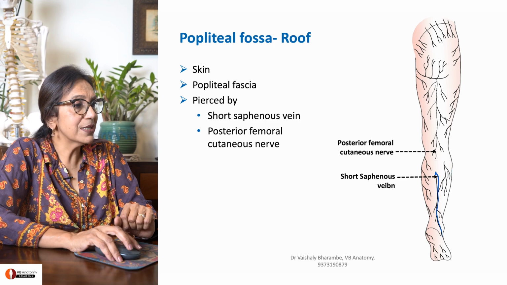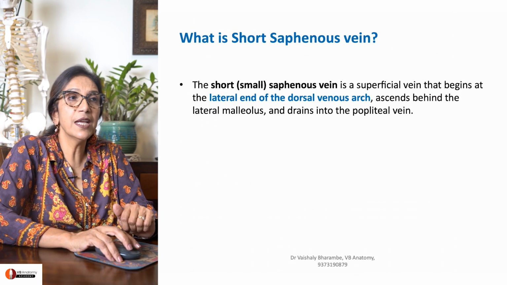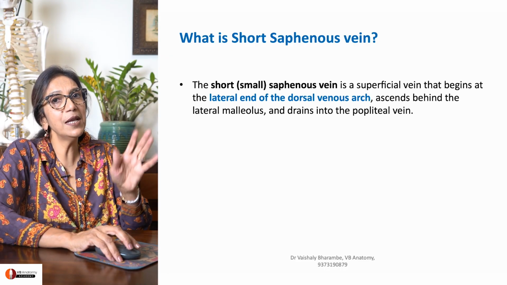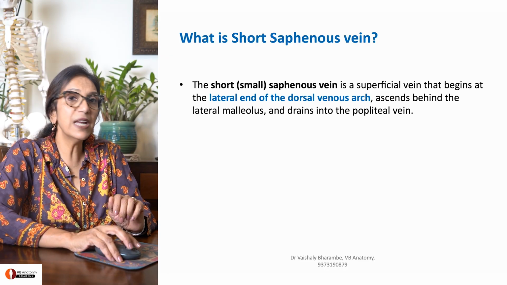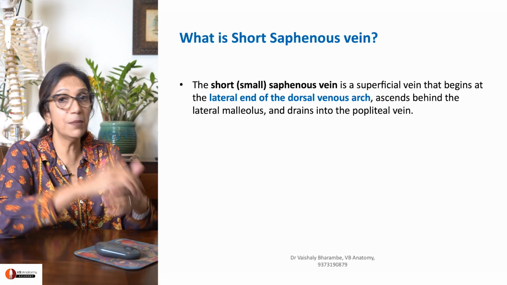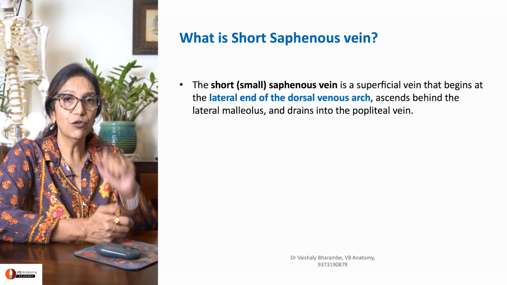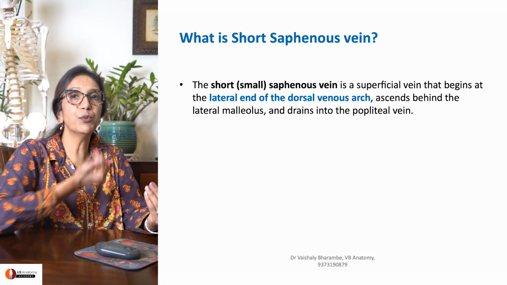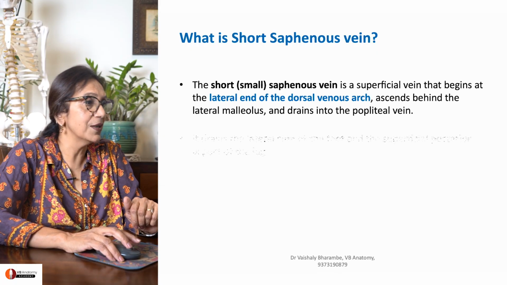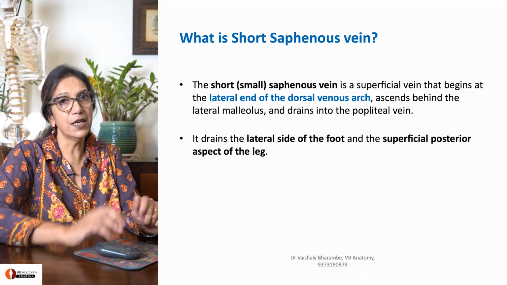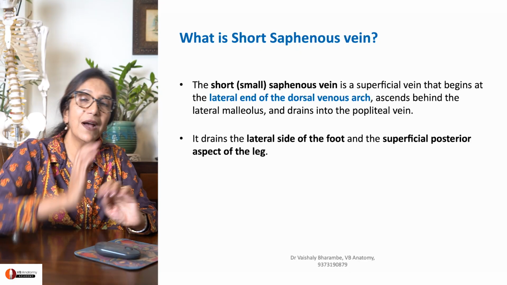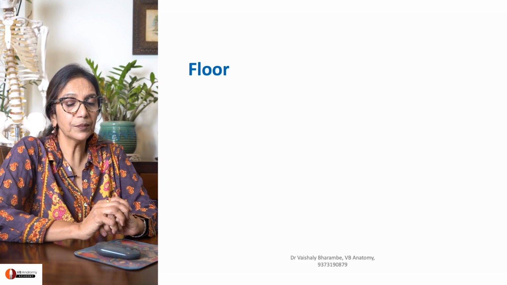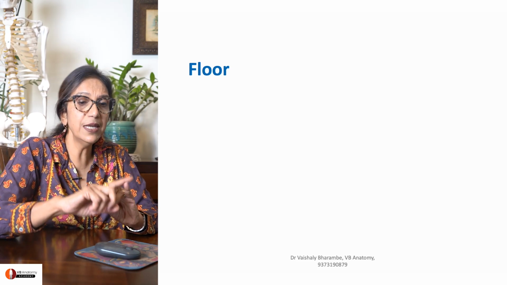Here you are seeing the short saphenous vein. What is short saphenous vein? You've heard about the great saphenous vein, right? Short saphenous vein is a short vein found on the back of your leg which drains the lateral end of the dorsal venous arch. Remember, there is a dorsal venous arch on your foot. So the medial end continues up as a great saphenous. The lateral end goes posteriorly and continues as the short saphenous vein. This short saphenous vein drains the lateral side of your foot and finally drains into the popliteal vein. Okay, learn this. So we've covered the boundaries, the roof.